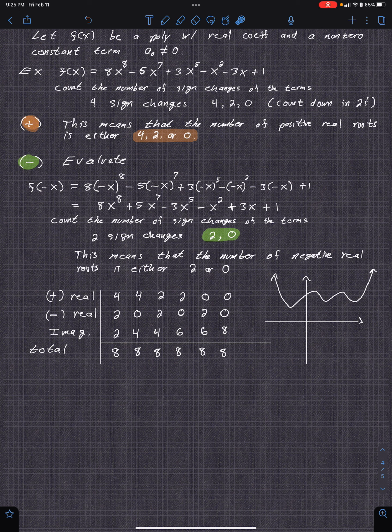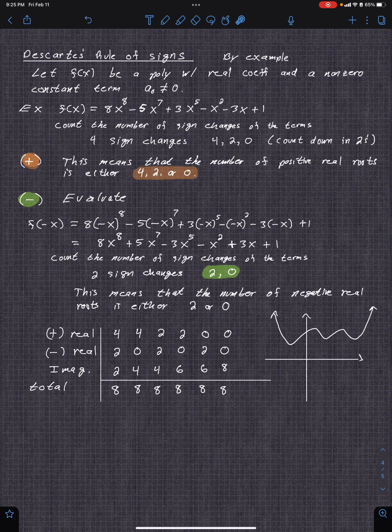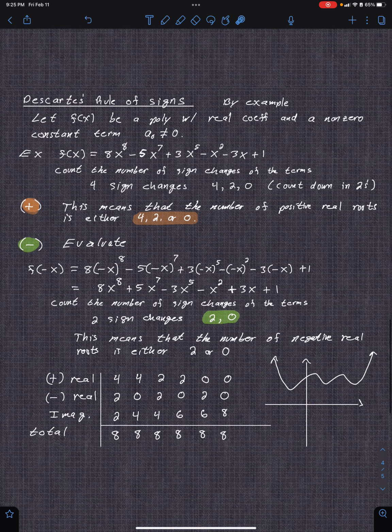Okay, so that's the technique. Go ahead and do the rest of those and practice them. There are other cases to look at, and I might have one in my notes.